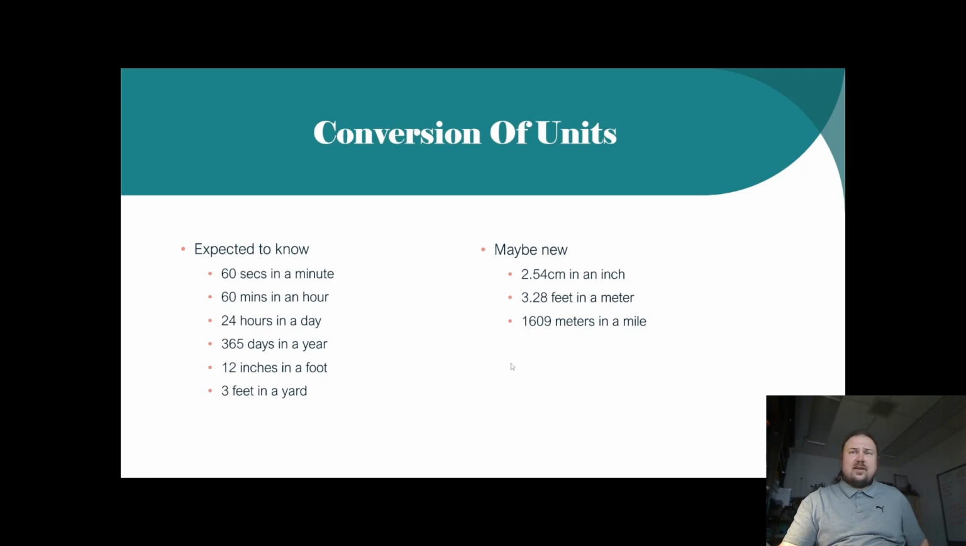Some new ones that you may not know would be that there's 2.54 centimeters for every inch. There's 3.28 feet in a meter, and there's 1,609 meters in a mile. Now, some of these conversions will be given to you on exams and test questions and whatnot, or if you're doing homework, you're free to go ahead and look up these conversion units. But these ones, at least the ones expected to know on this side, you are expected to know. All right, so if any of these are a little unknown, please do some checking.